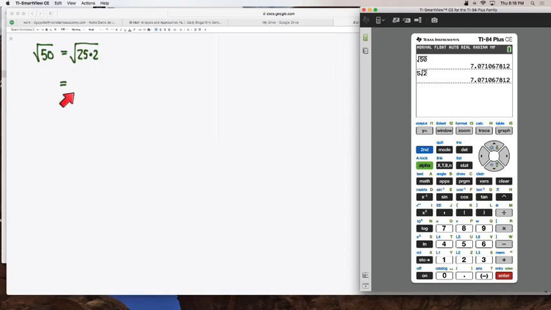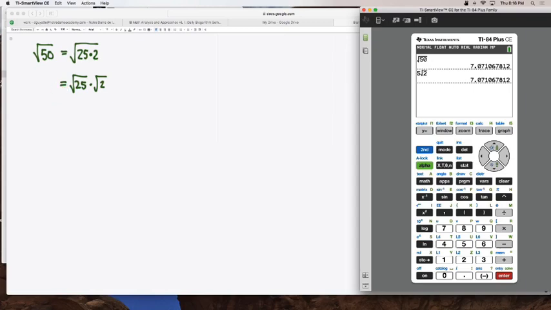Now the property that works here is called the product rule for radicals, and it essentially means that the square root of a product is equal to the product of the square roots. In other words, you can take the square roots separately and then multiply the result, or you can multiply together and then take the square root. So each of these is true, that's why I'm using an equal sign to express this.